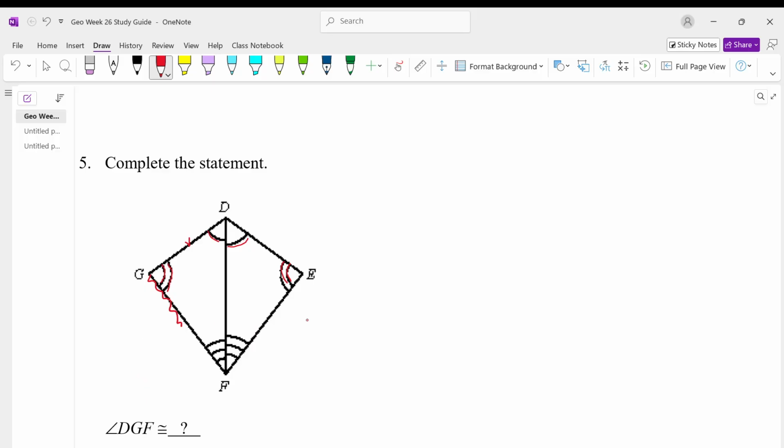So which other angle has two arc marks? Good, angle E right here. So if they started at D and went to G and then down to F, and you were going to describe this angle E, you would start at D, go down to E, and then down to F. So we're going to say DGF is congruent to angle DEF.